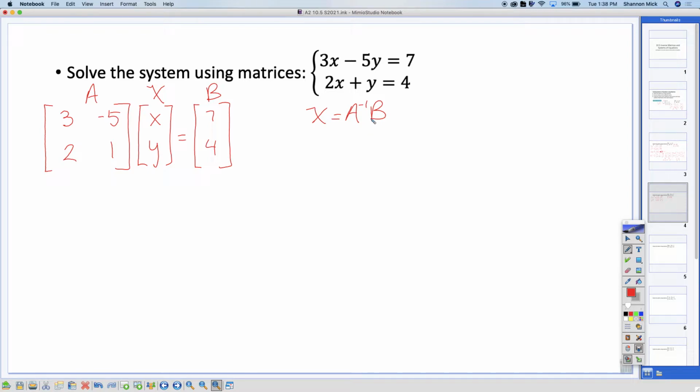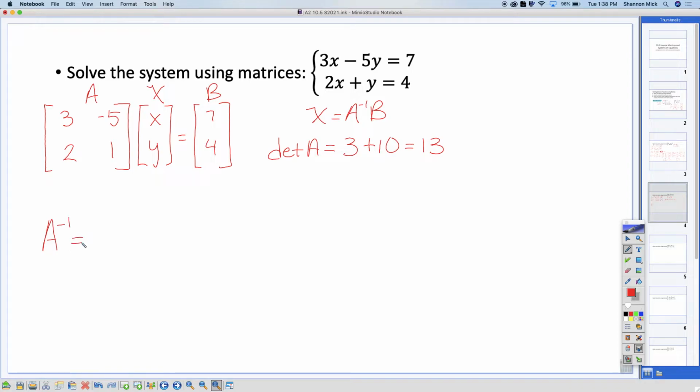Okay, so first step of finding the inverse, find the determinant. Determinant of A equals 3 times 1, so 3 times 1 is 3, minus a negative 5 times 2, so negative 10, so plus 10. So I get 13. So is there an inverse? Yes.